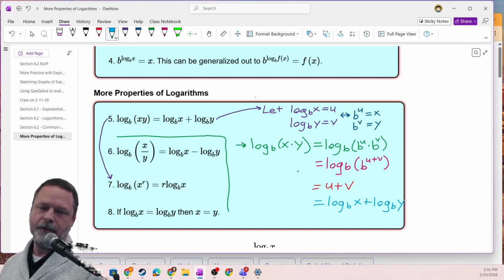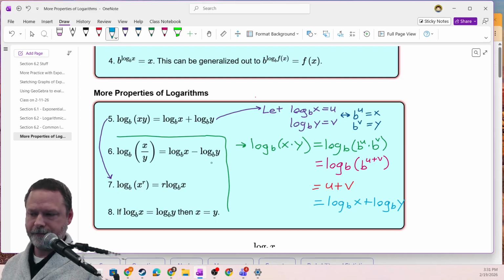Similarly, if you want to on your own, you can make a very similar proof for property 6 here, or the quotient property. So I'm going to leave that to you if you're really interested.